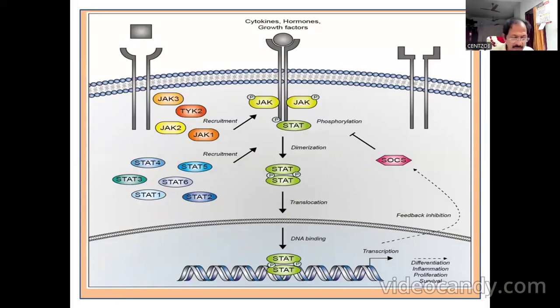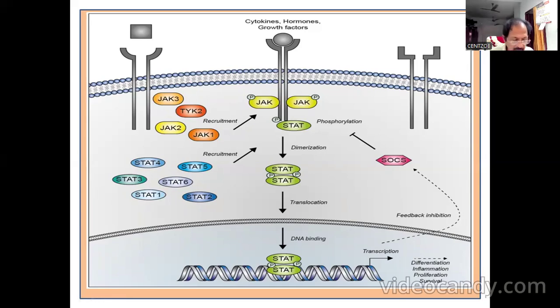The JAK-STAT signaling pathway begins with a cell surface receptor. See, this is the cell surface receptor, which most commonly is the cytokine receptor. The cytokine binds to the receptor, leading to its dimerization. You see, in the membrane, the cytokine receptor is seen as a monomer. This is one, it's another one, each a monomer.